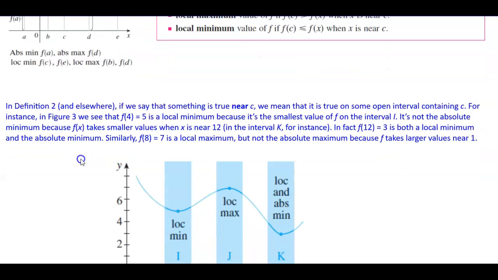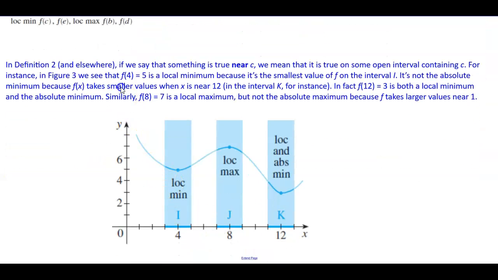So for instance, in this figure here, we see that f(4) = 5 is a local minimum because it's the smallest value of f on the interval I. So this is the interval I, and that is the smallest value. But it's not the absolute minimum because f(x) takes on smaller values when x is near 12, and that's in the interval K. So in fact, (12, 3) is both a local minimum and the absolute minimum.